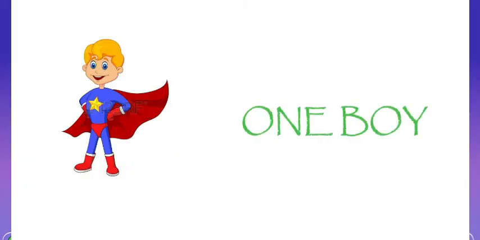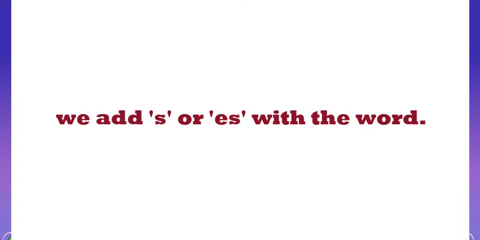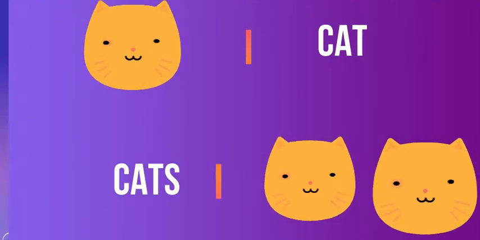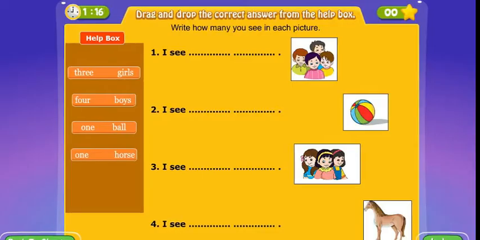Okay, now the next is one and more than one. Like one boy and two boys. To show more than one thing, we add s or es with the word, right? हम एक चीज, एक से ज़्यादा चीज़ें बताने के लिए हम word के पीछे s या es लगाते हैं. Okay, now you will write here how many you see in each picture.